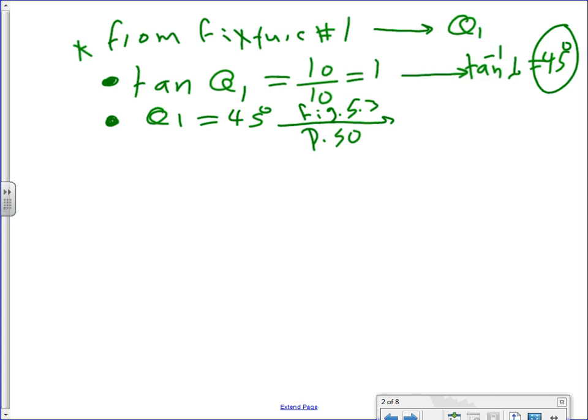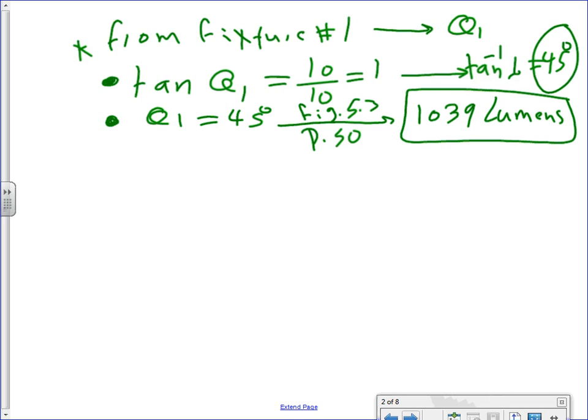Anybody? Adam? What did you come up with at 45? 1039. Thank you. It's 1039 lumens. Can you guys see how the process is? First, find the angle. Then from the angle, you can go find the lumens. Okay? Now, the last step is piece of cake.